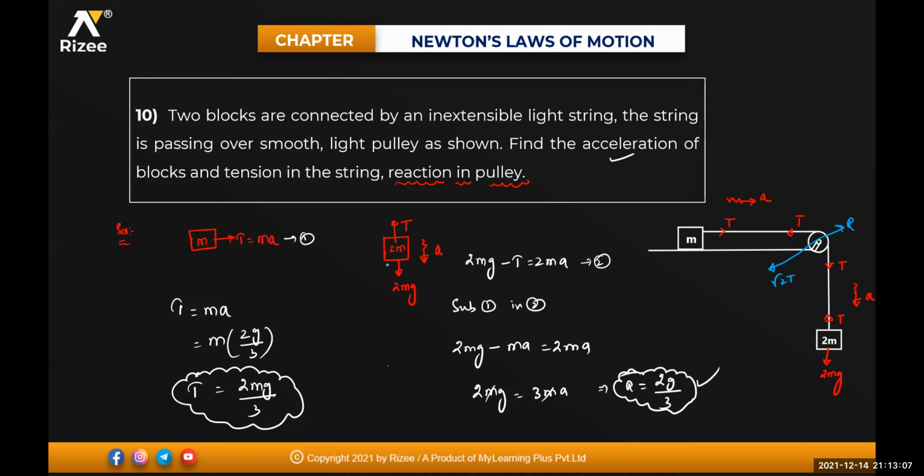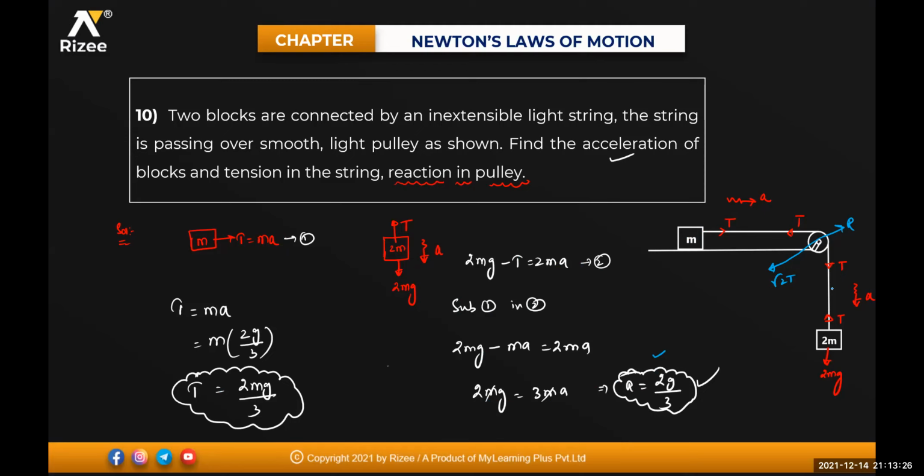If I'm writing an FBD for the 2m block, 2mg minus T is equal to 2m into a. This small m is moving in the forward direction with the force of T. So T is equal to m into a. From equation 1 and 2, substituting and simplifying, we get the acceleration. Once I get this acceleration, substituting in equation 1 will give me the tension.